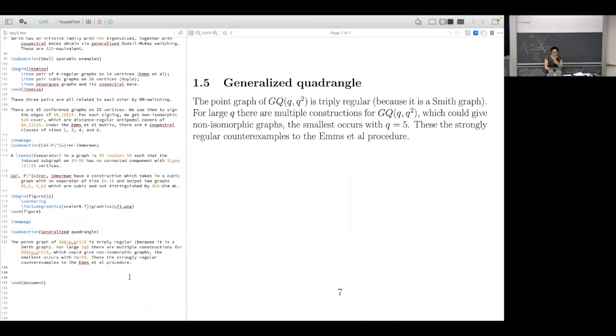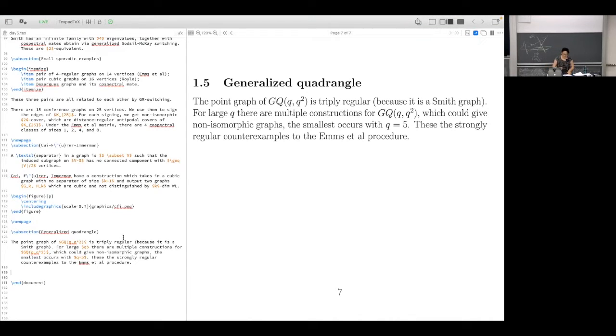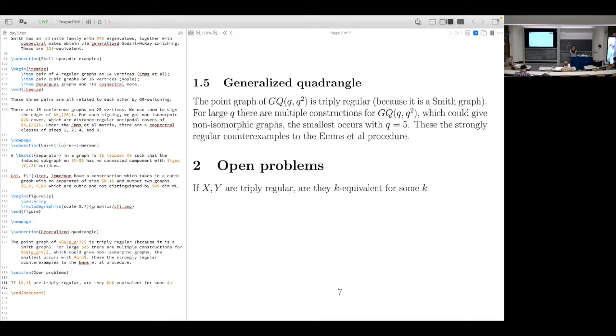Okay, and also those other ones are not going to be triply regular. So maybe there's that. So, open problems. After seeing these things, first, it would be interesting if you could show any of the previous families that were not known to be 2-equivalent are 2-equivalent, or even any of the pairs. That would be interesting. But most importantly, X and Y are triply regular. Are they k-equivalent for some k greater than 1? And if so, what is the k?